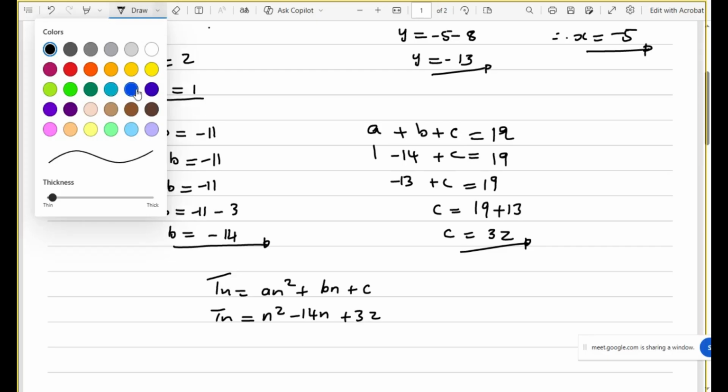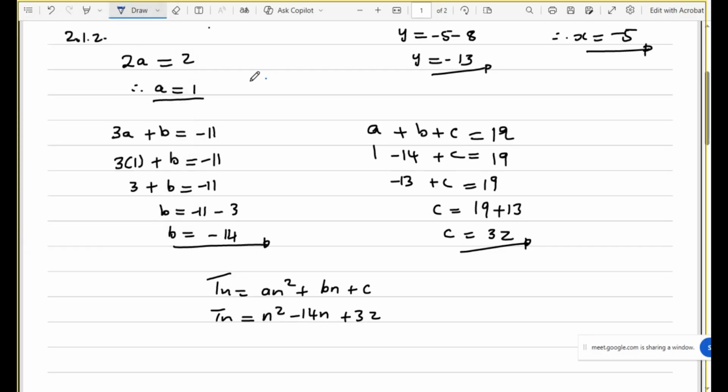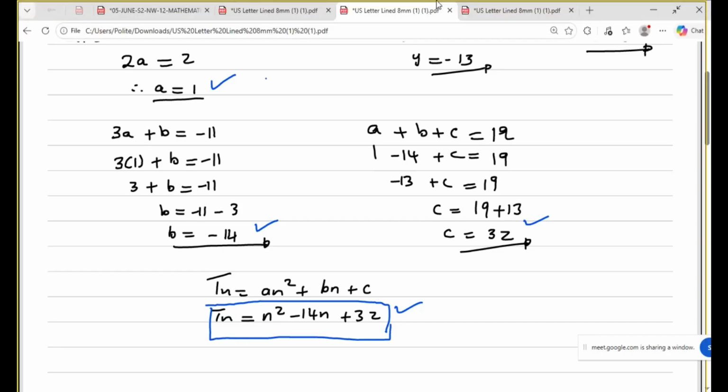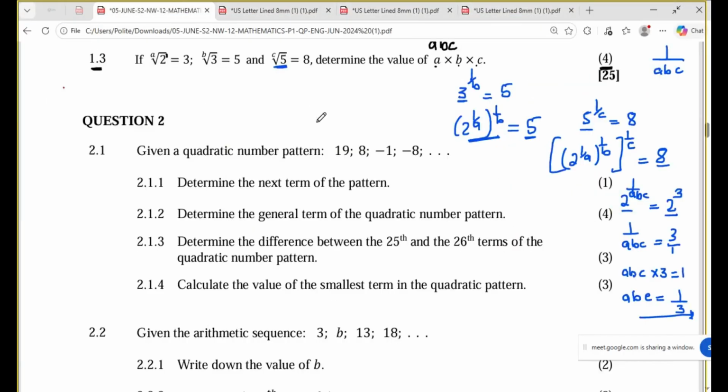So how many marks is this question? 4 marks. So you'll get 1 mark for the value of A, 1 mark for the value of B, 1 mark for C, and 1 mark for the substitution. But now, this one is very important for the next questions. So if you get that wrong, you are in trouble. You're going to donate the marks. Are you all happy with that?